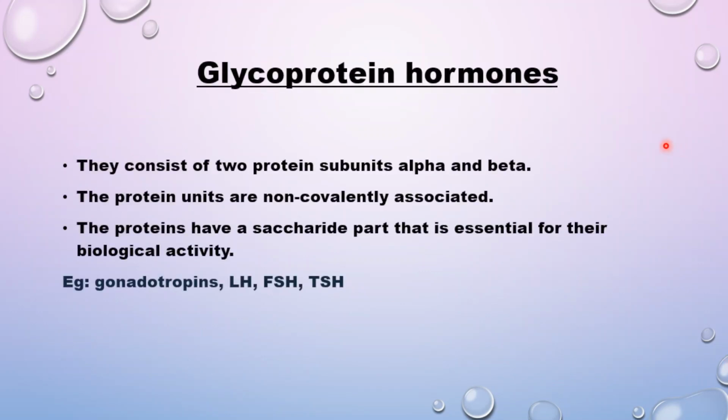If we talk about glycoprotein hormones, they consist of two protein subunits, alpha and beta. The protein units are non-covalently associated. The proteins have a saccharide part that is essential for their biological activity. Examples for glycoprotein hormones are gonadotropins, LH, FSH, and TSH.